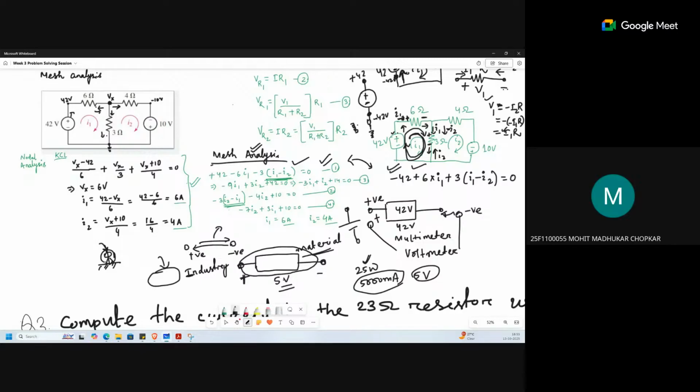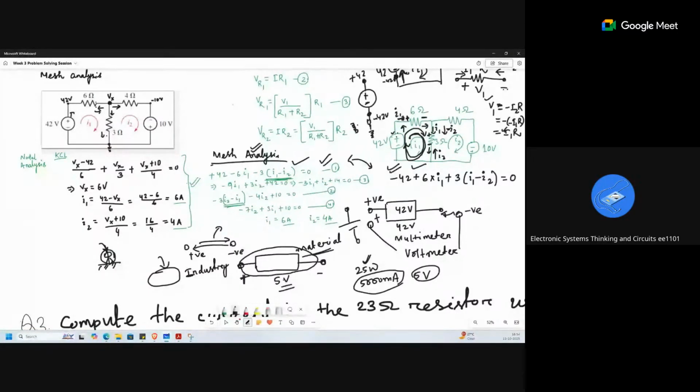Ma'am, I had one thing related to that topic. Can I ask? Yeah, you can ask. Current always travels the shortest path. In that circuit, we can see that the 3 ohm is connected to the ground directly, along with the 6 ohm and 3 ohm. Then why does the current travel through the 4 ohm?